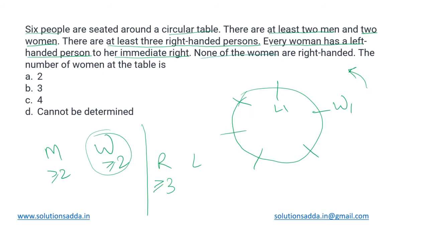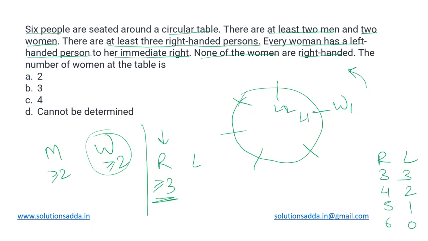None of the women are right-handed, which means all the women are left-handed. So this W1 is also left-handed. So this will be L1, this will be L2. And they are saying that there are more than or equal to 3 right-handed people, and in total there are 6. So the combinations for right and left are 3-3, 4-2, 5-1, and 6-0.